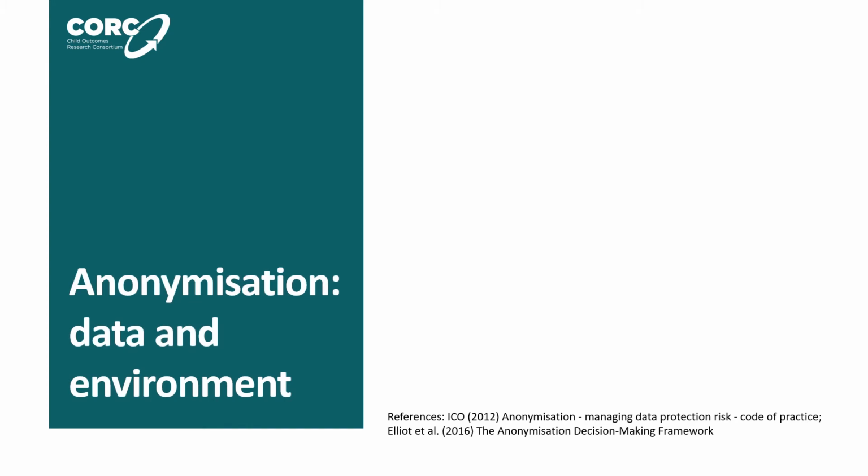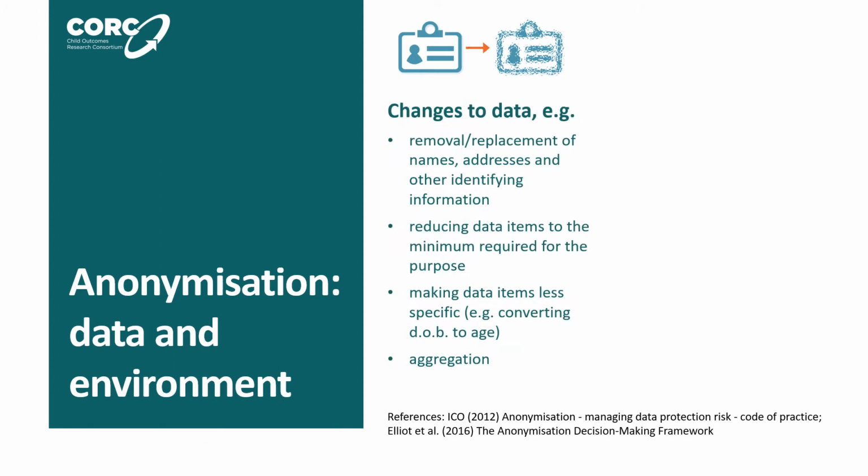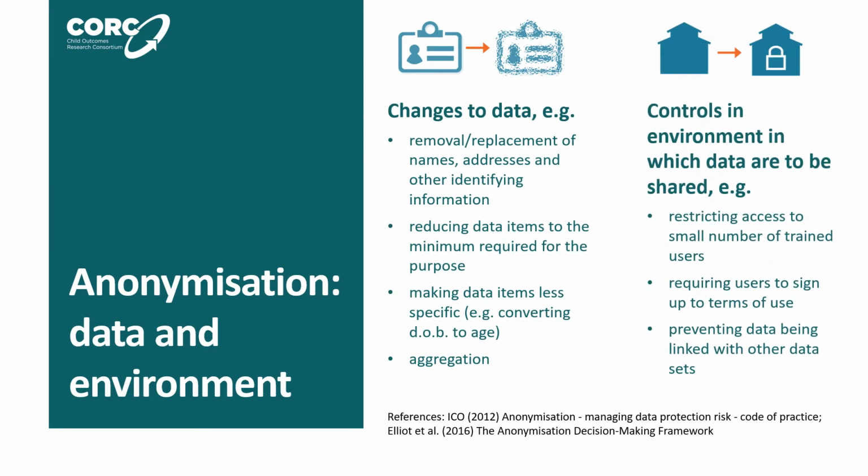From the previous slides, we have seen that data commonly understood to be identifiable are always personal data. We have also seen that data commonly understood to be anonymized may or may not be personal data, depending on the likelihood of a person being indirectly identified, which depends on the nature of the data and the context in which it is held. It therefore follows that one way of approaching anonymization is to not only think about making changes to the data, but also to check or introduce controls in the environment in which the data are to be shared. These controls reduce the risk of a person being indirectly identified.